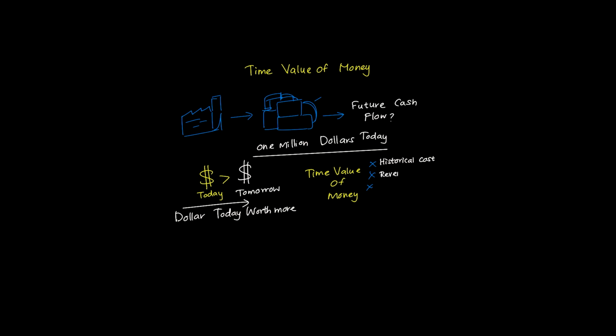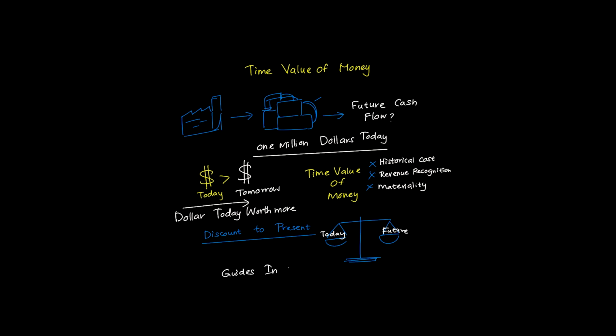When evaluating whether to invest $1 million now for future returns, you must discount those future cash flows back to their present value using an appropriate discount rate. Only then can you fairly compare what you're giving up today with what you'll receive tomorrow. Historical cost tells you what was paid, but doesn't evaluate future returns. Revenue recognition is about when to record sales. Materiality determines what's significant to report. Time value of money is the fundamental concept for comparing today's investments with tomorrow's returns.